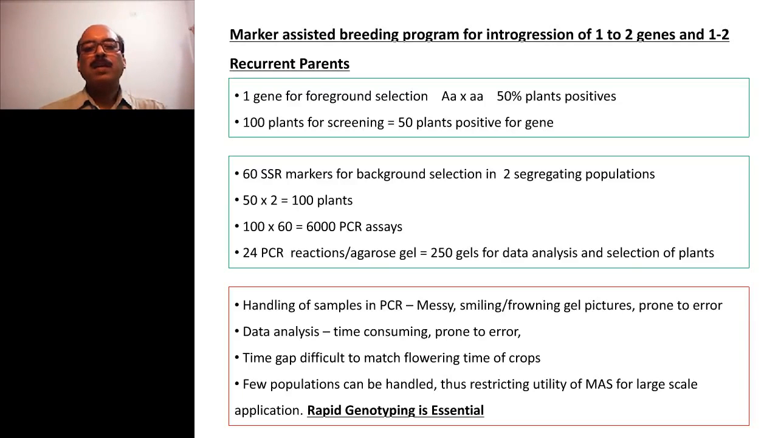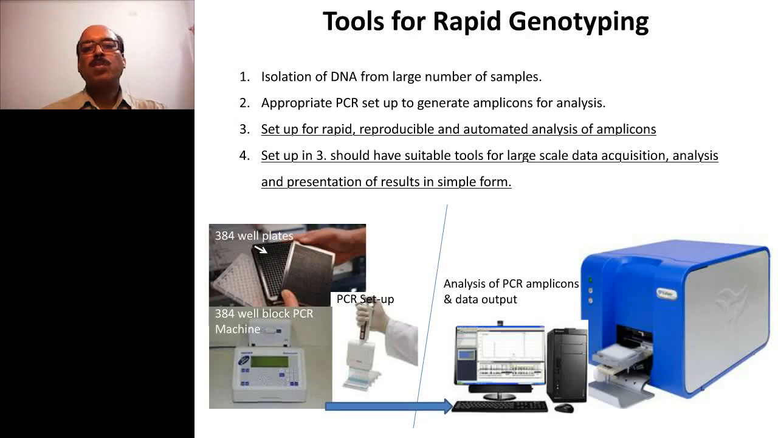Hence, what we need really is a rapid way of genotyping of large number of samples. Several segregating populations can be handled simultaneously. That is what is the demand of a successful backcrossing program, where marker-assisted selection actually accelerates the whole process and makes the whole process quite easy to handle. And when we talk about rapid genotyping, again, there are several options available compared to agarose gel. There is a possibility of using systems which are more automated, taking less time.